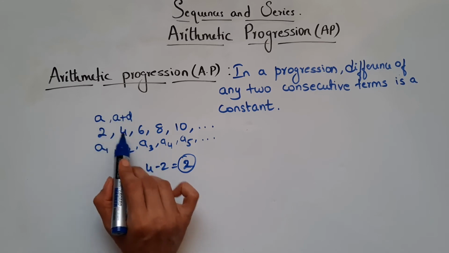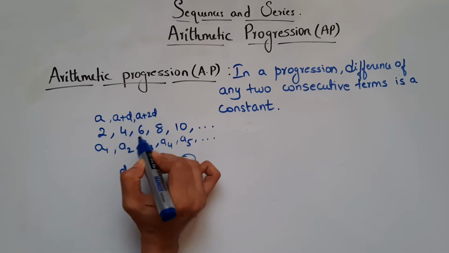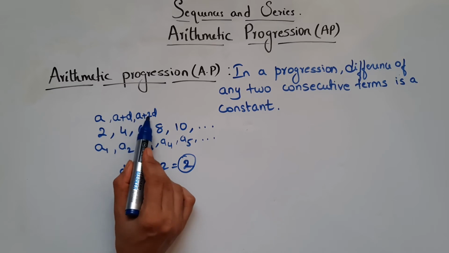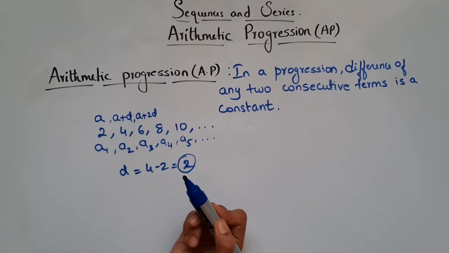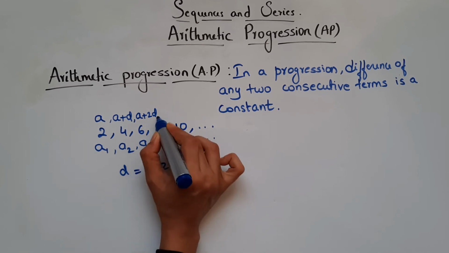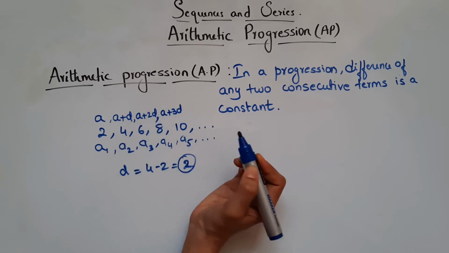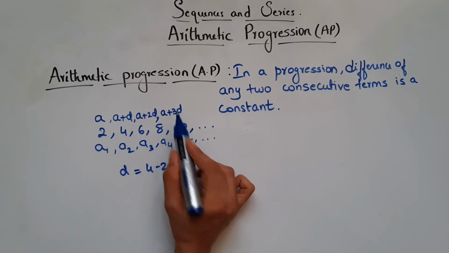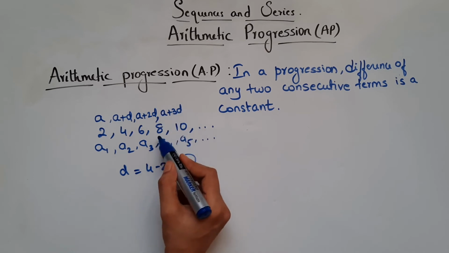Similarly, what is the third term? If you observe, A plus 2D is the third term. Agreed? A is 2, 2 plus 2 into 2, D is 2, 2 twos are 4, 4 plus 2 is 6. Similarly, the fourth term is A plus 3D. A is 2, that is the first term, plus 3 into D, where D is 2, that is the constant common difference. 3 twos are 6, 6 plus 2 is 8, and so on.